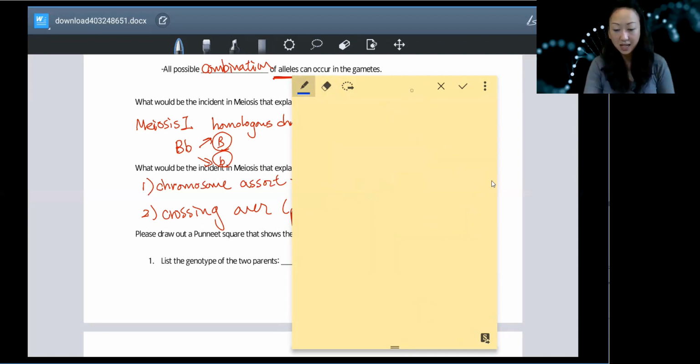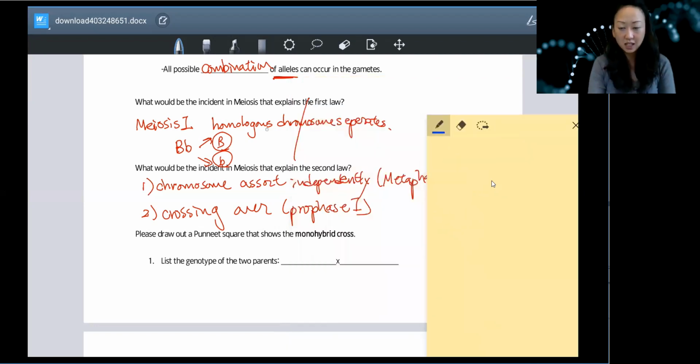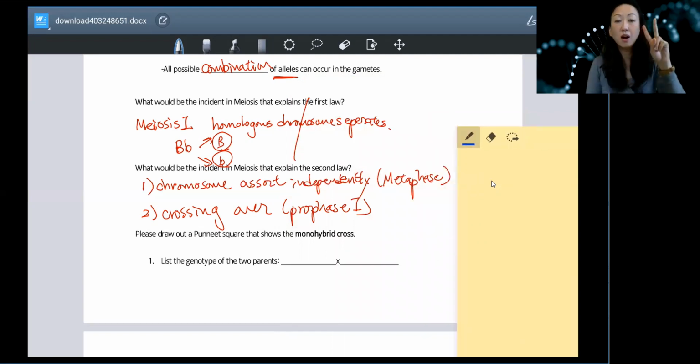So by understanding meiosis and the specific events that happen during meiosis, we can now explain both Mendel's law of segregation and law of independent assortment. So let me kind of conclude. Law of segregation, the first law, is talking about alleles of the same gene. Big B, small b, they're alleles of the same gene. What do they do? Segregate. They separate during gamete formation.